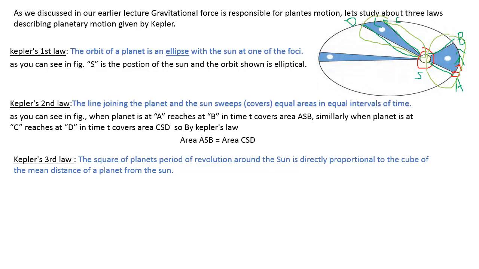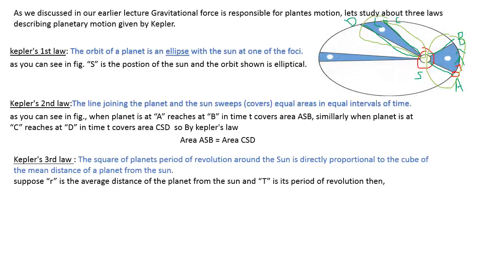So the square of the planet's period of revolution, T squared, is directly proportional to the cube of the mean distance of the planet from the sun. Meaning from the planet to the sun, what is the mean distance? Say, S to A. That is your mean distance. We'll assume that as R. So T squared is proportional to R cubed. It means the period of revolution will increase with an increase in the length of the mean distance. Is it clear? That is what I explained.